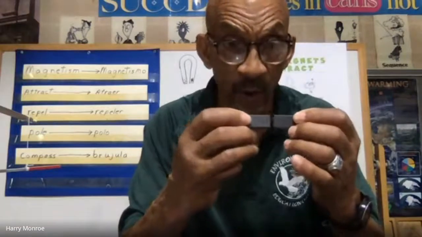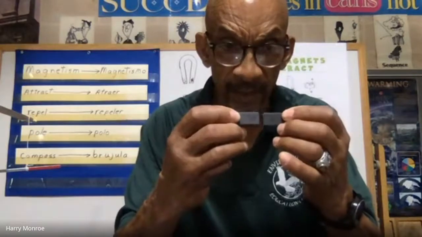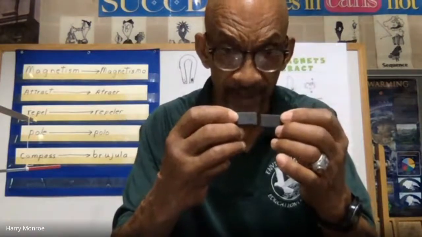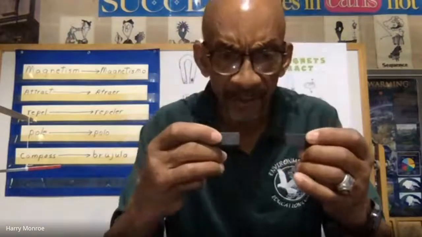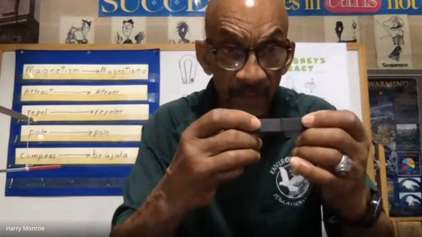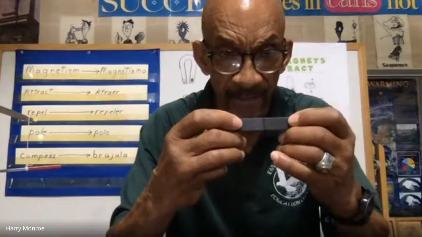The magnetic force is a force of repelling. Repelling means to push away, okay? Now, if I change this around and I take the S and I put the S next to the N, they are drawn together, just like that.